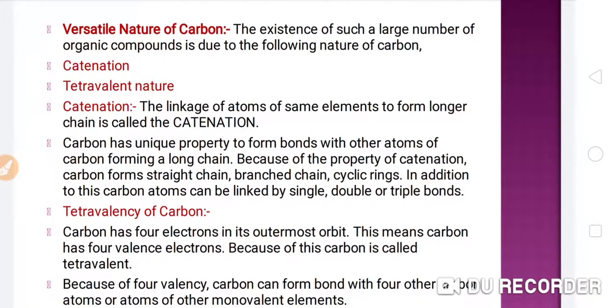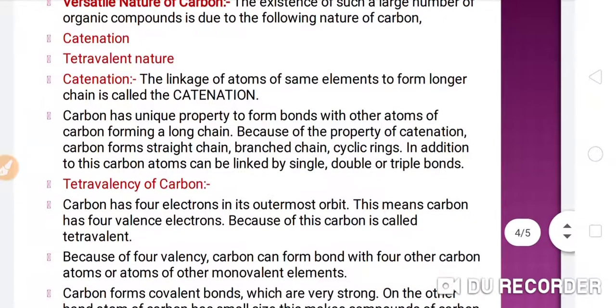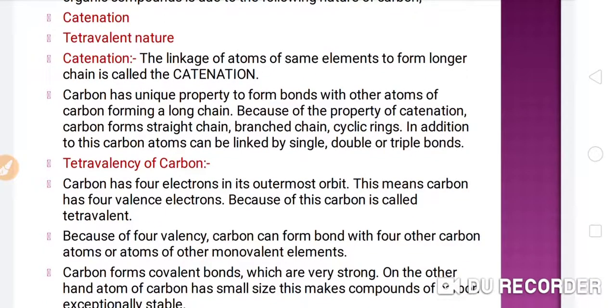You can see the huge complex compounds of the carbon, like the lipids, like the carbohydrate structures, like starch and cellulose. In all these you can see there is a huge complex structure of the carbon, and there is a long carbon chain existing due to catenation. Carbon has the unique property to form bonds with other atoms of the carbon, forming a long chain because of the property of catenation. Carbon forms straight chains, branched chains, and cyclic rings. In addition to this, carbon atoms can be linked by single, double or triple bonds. So this is a very versatile nature of the carbon.